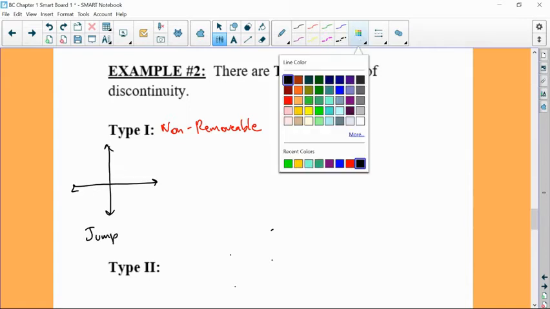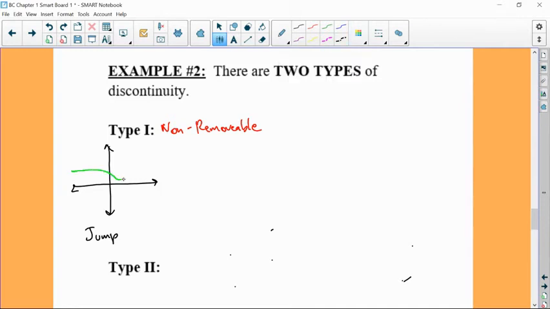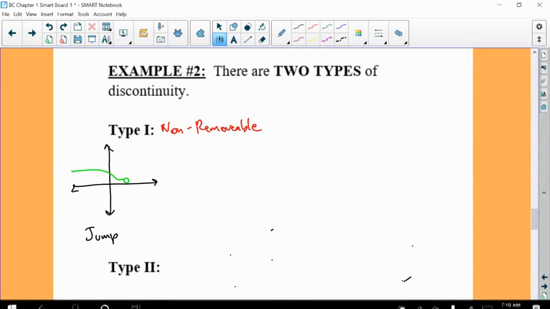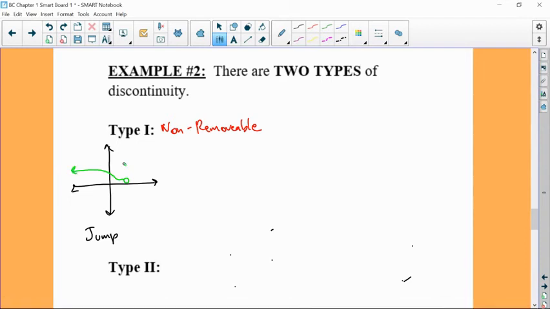So you could be defined everywhere. Here's your function, but there's a jump. Maybe it was part of a piecewise function, right? There's a jump. And so here, the limit from the left does not equal the limit from the right. So that's discontinuous at that jump right there.